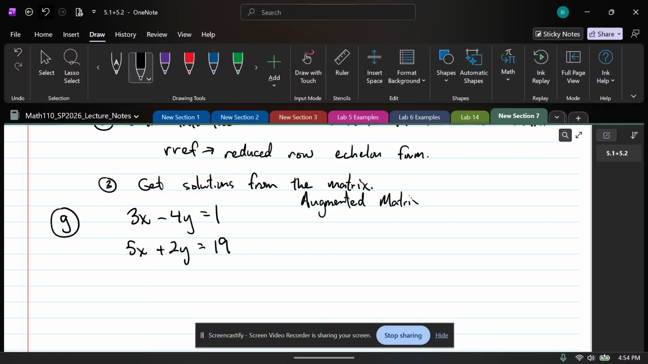The augmented matrix, put your little bracket. The first row is the first equation. Just take the letters out. 3, -4, 1. The second row is the second equation. Take the letters out. 5, 2, 19. That is the augmented matrix. It has 2 rows by 3 columns. Size is going to be important when we go to put this in the calculator, because we got to tell the calculator what size matrix we're putting in there.